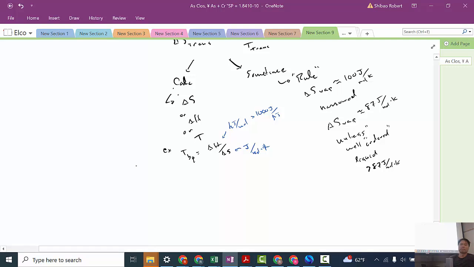Sorry, can you really quickly just re-explain the unless well-ordered? Well-ordered liquid. All right, this rule is for delta S of vaporization around 87, 89 joules per mole Kelvin, for the typical liquid going to typical gas. But if you have strong, let's say, hydrogen bonding interactions in the liquid, that keeps the liquid more ordered than normal.